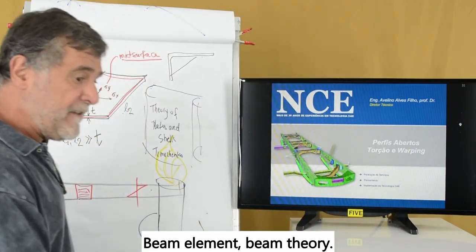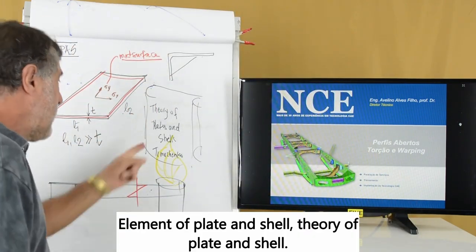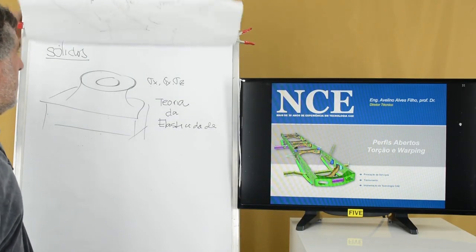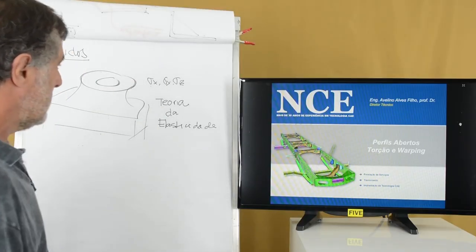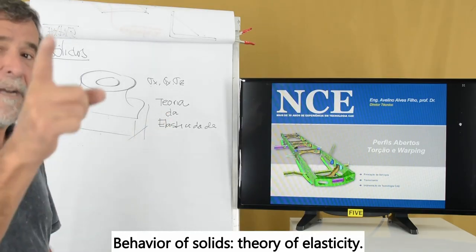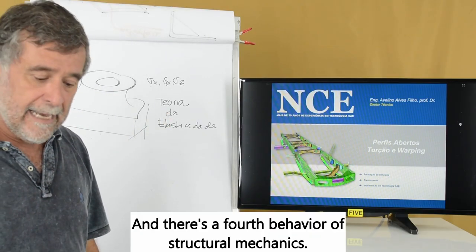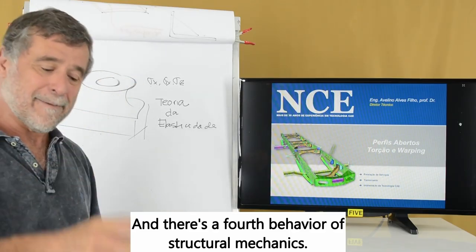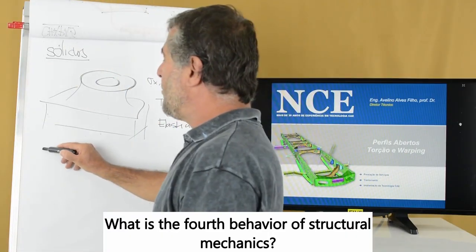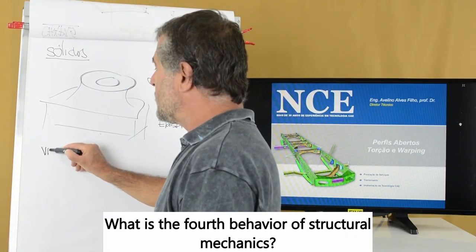Beam element, beam theory. Plate and shell element, theory of plates and shells. Solid element, behavior of solids, theory of elasticity. And there's a fourth behavior of structural mechanics. What is the fourth behavior of structural mechanics?